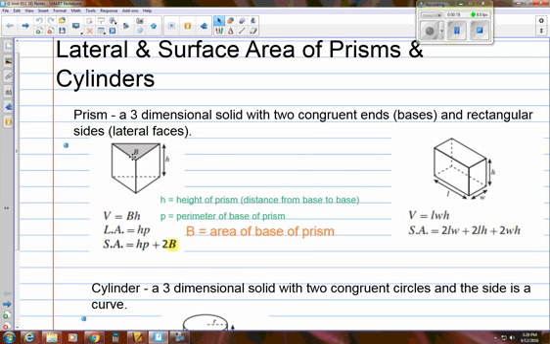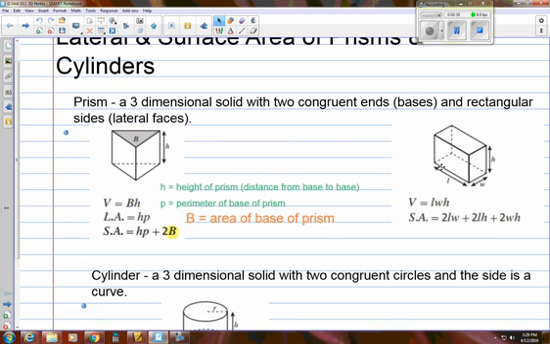So in this case, on the formula sheet, your ends, or your bases, would be triangles, and they're congruent. And then they're connected by rectangular sides, also known as lateral faces. This is another example of a prism. This is a rectangular prism, whereas this is a triangular prism because the bases are rectangles.